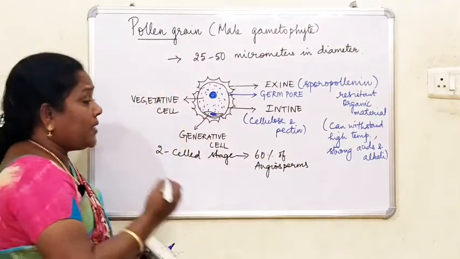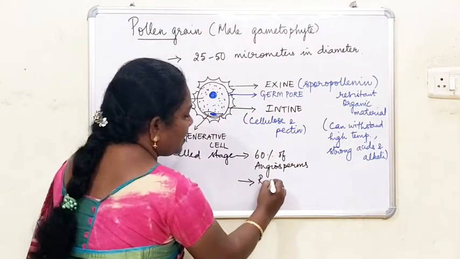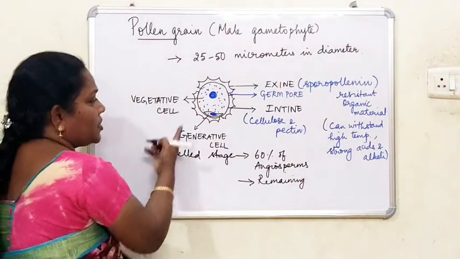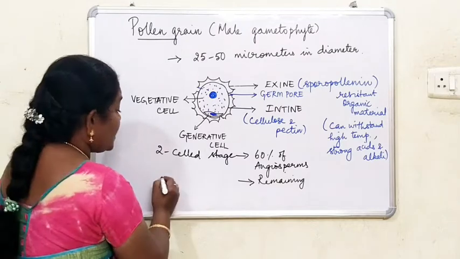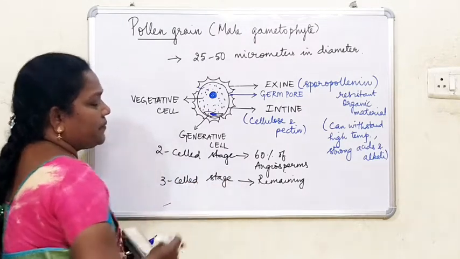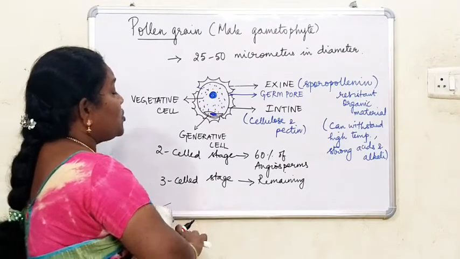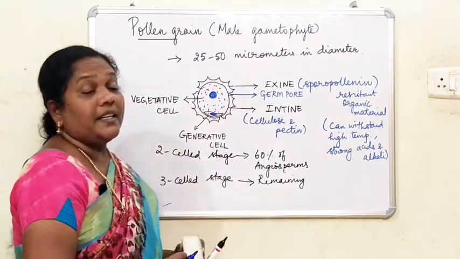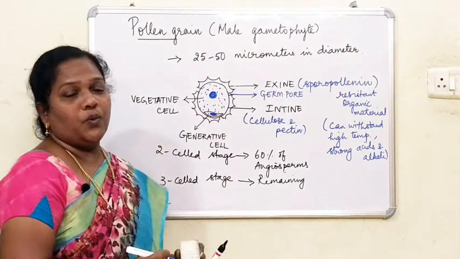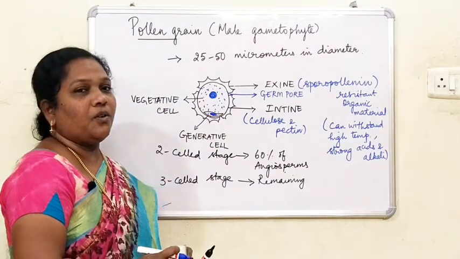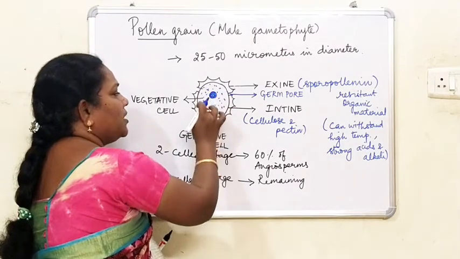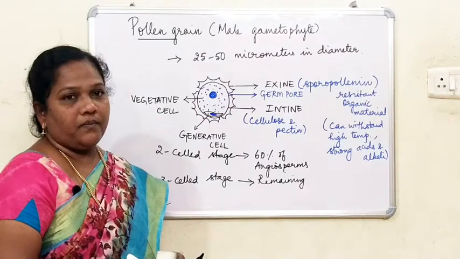Then what happens in the remaining species? It is shed in the form of 3-celled stage. So what is that 3-cell stage? In some cases, this generative cell divides into two. So the nucleus, you call it as gametes. So here it divides into two, and totally it will become 3-celled.